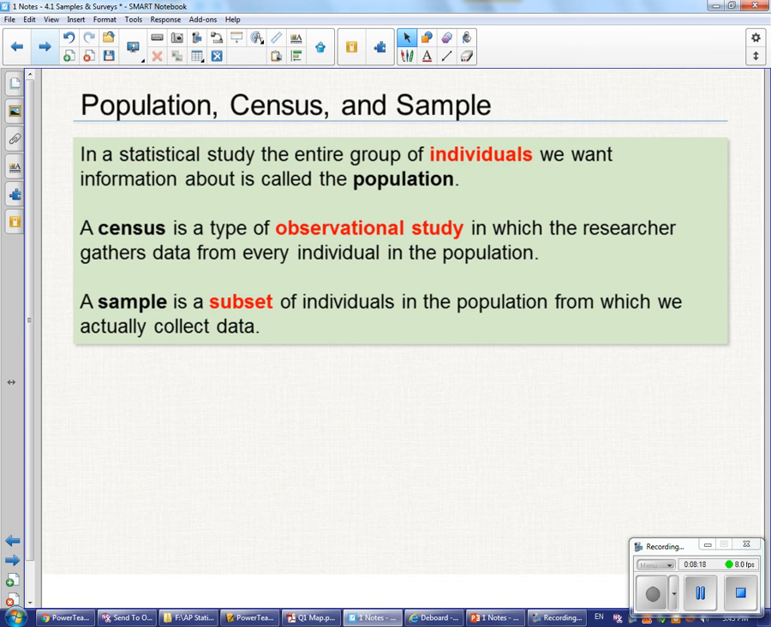So with a census, the goal is to identify every single individual in a population, but that's very, very difficult to do. So what we do is we identify a sample, which is a subset of the individuals in the population from which we actually collect data.